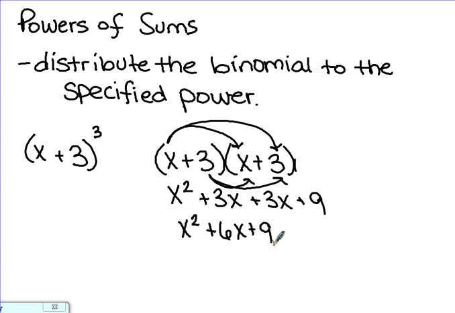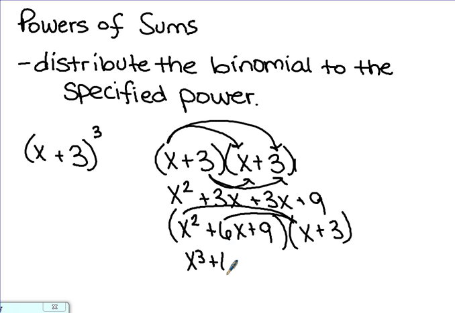Now we need to multiply by another x plus 3 term in order to take it to the third power. So we're going to multiply x squared plus 6x plus 9 times x plus 3. We're going to do this by distributing the same way that we did before. X squared times x is x cubed. 6x times x is 6x squared. 9 times x is 9x.